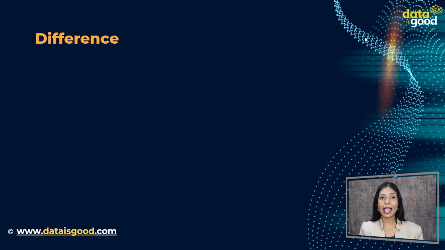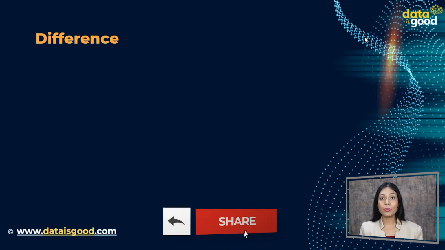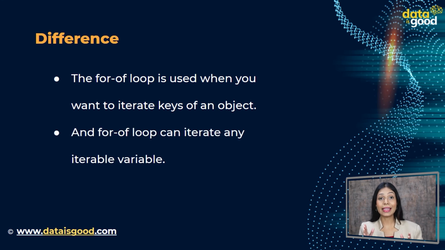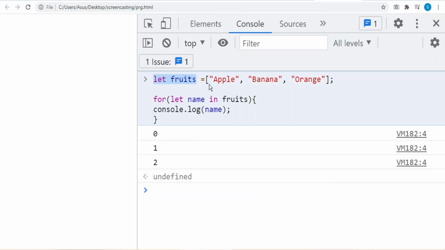Difference between for-in and for-of. Now, the first and important difference is the for-in loop is used when you want to iterate keys of an object, and for-of loop can iterate any iterable variable. Let us see what happens if we use the for-in loop on an array. Let fruits equal to apple, banana, orange. For let name in fruits, console.log(name). Output: 0, 1, 2. Yes, we get the index of the elements. That is why we use a for-of loop to display actual elements.